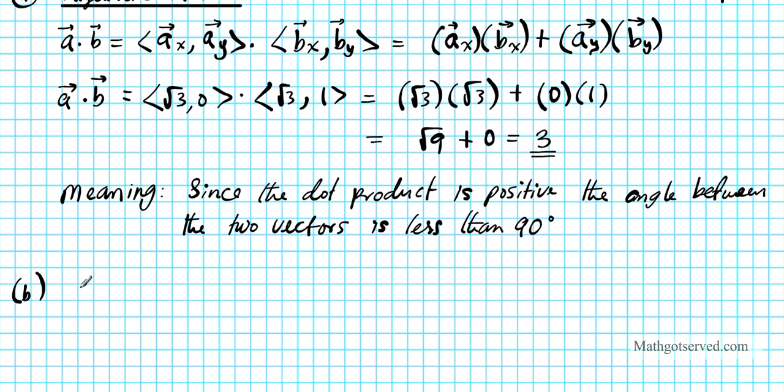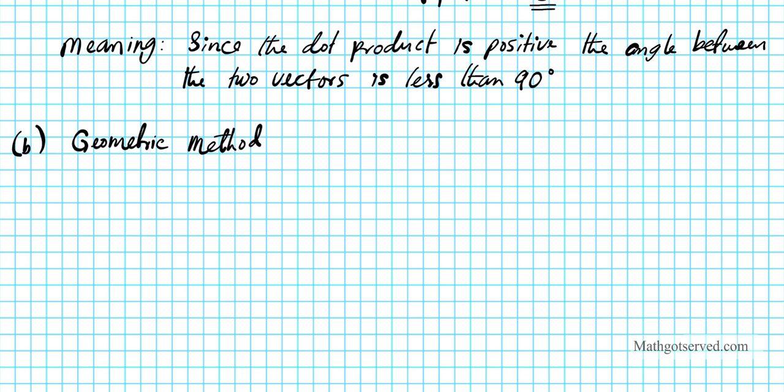So part B is the geometric method. Let's state what the formula for the geometric method is first, and then apply it to the situation. For the geometric method, vector A dotted with vector B, we don't need components here. It's simply the magnitude of vector A times the magnitude of vector B times the cosine of the angle of separation between the two vectors. This is the formula.